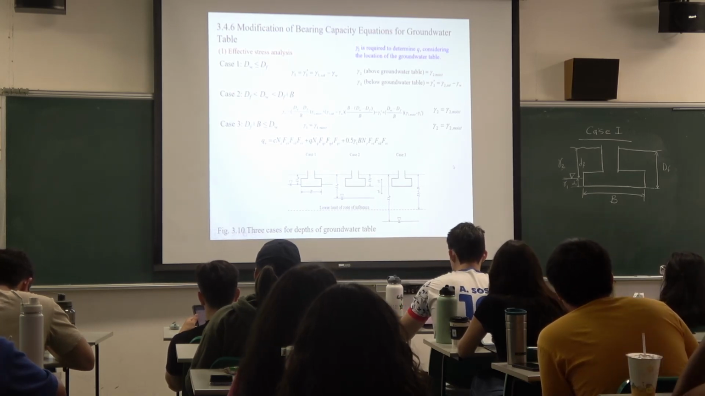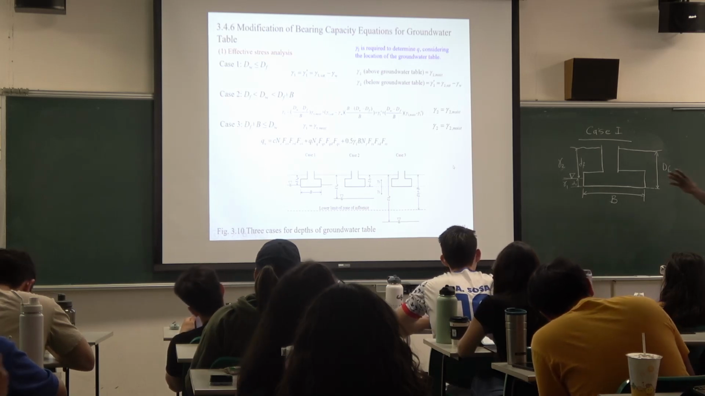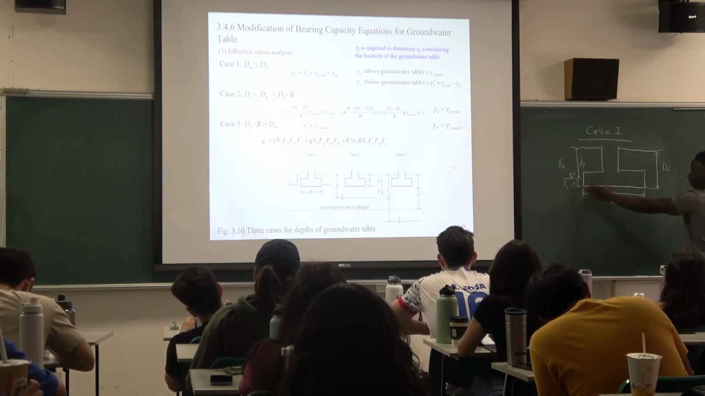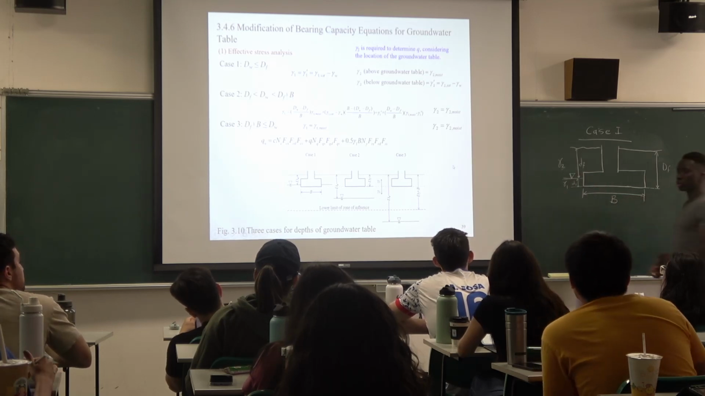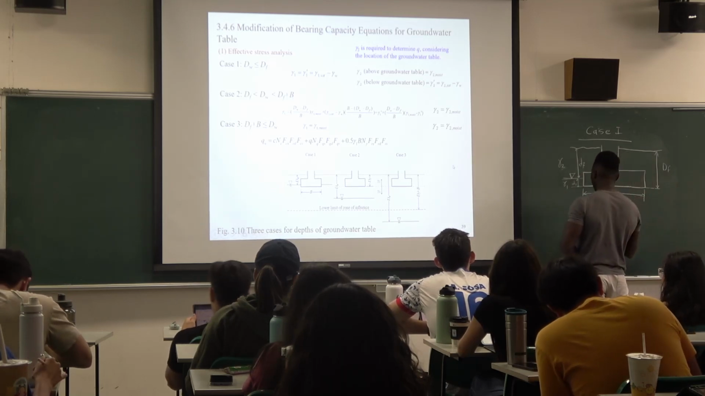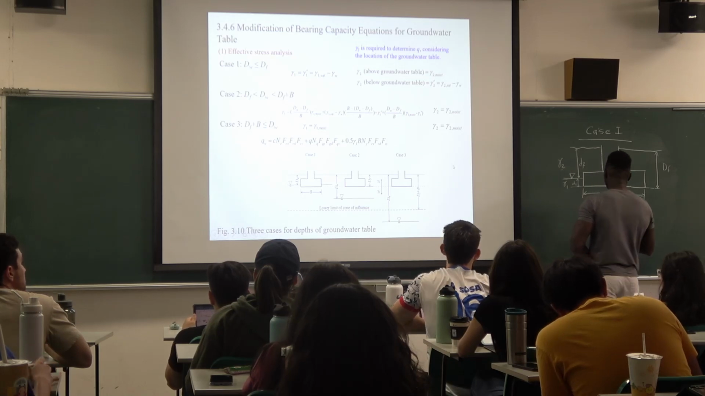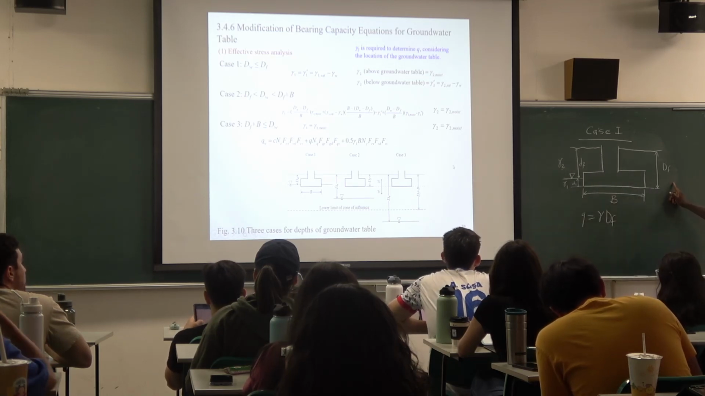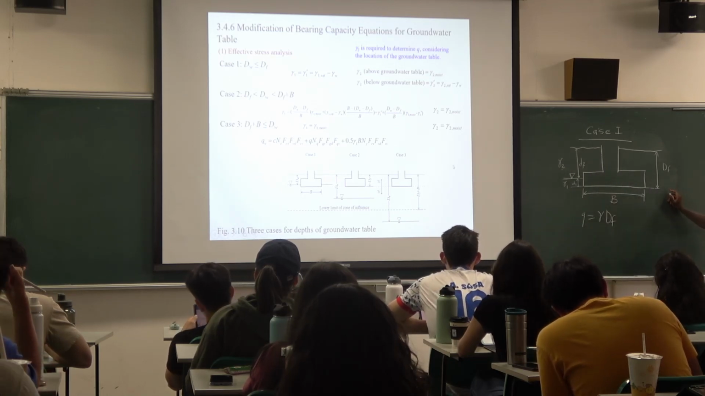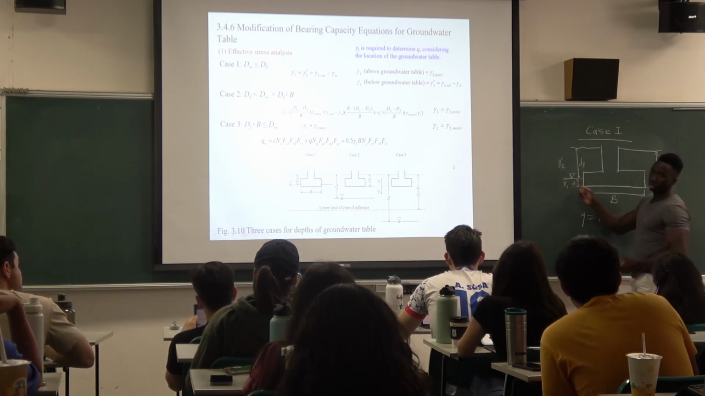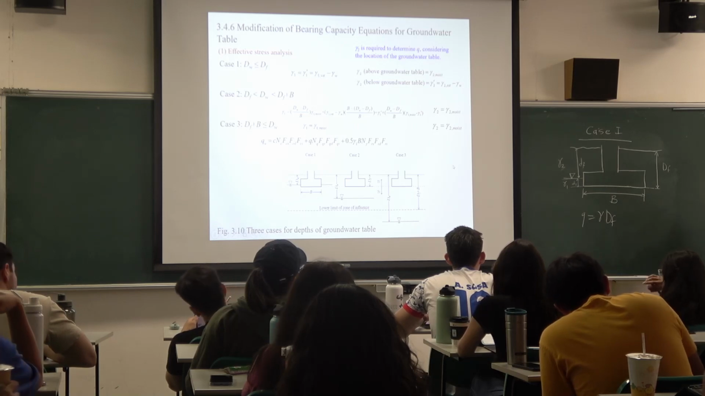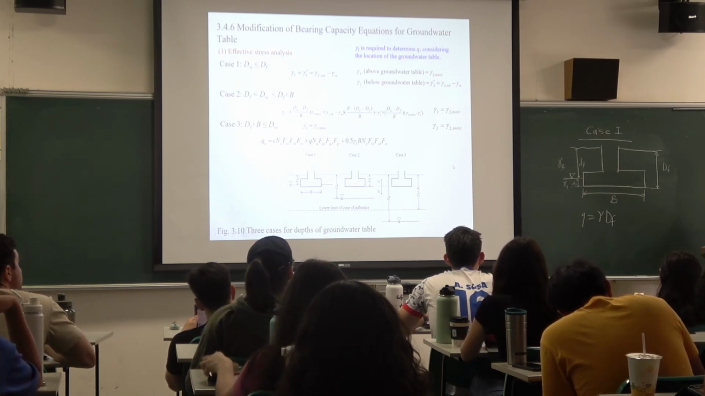So for example, if you have a problem like this, and let's assume there's no water level. If we want to calculate our Q, what do we say? We say Q is equal to what? Gamma times Df, the depth of the foundation. Typically, that's what we do. But now that we have the water level here, we cannot do that anymore. Our Q, we have to calculate it in a different way.